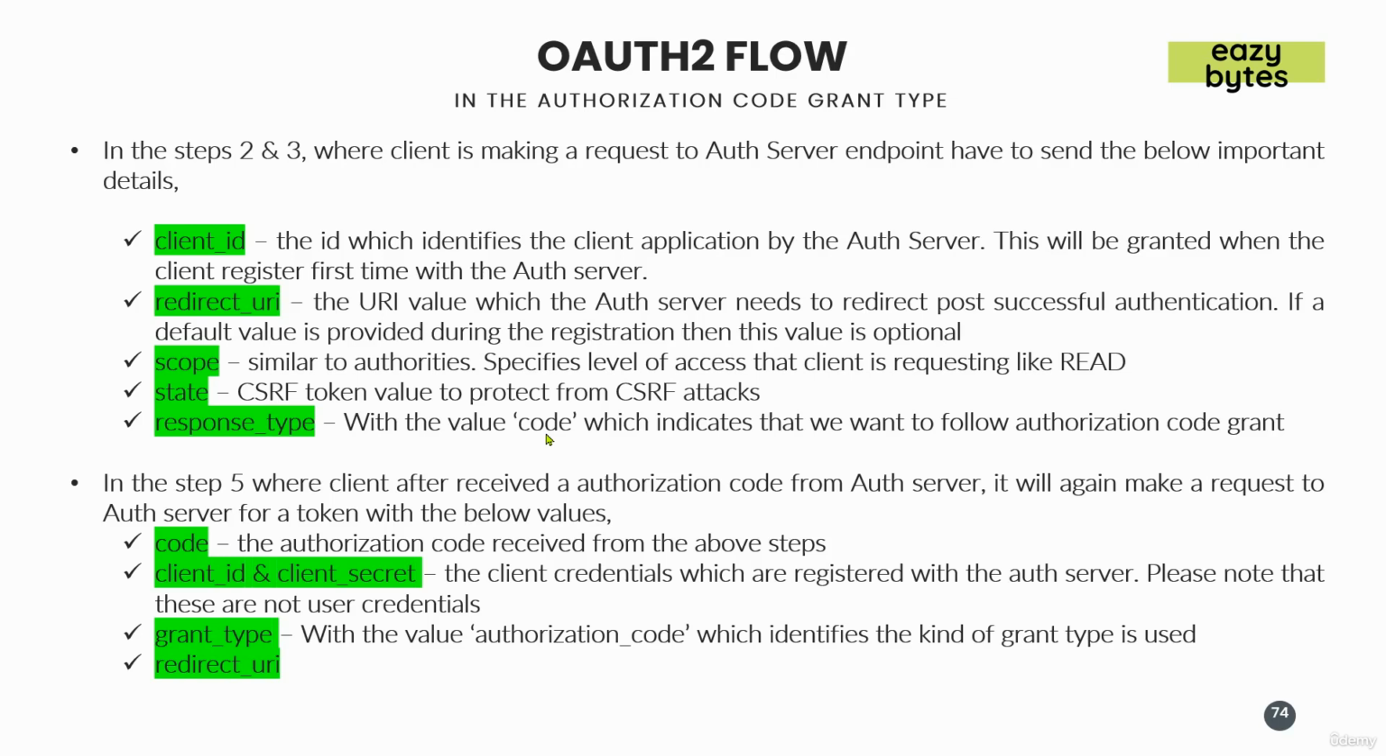Like we are requesting the auth server, I want to get an access token with the scope like read or write. Based upon the scope that we are sharing, the auth server will decide whether to generate a token for this client or not.